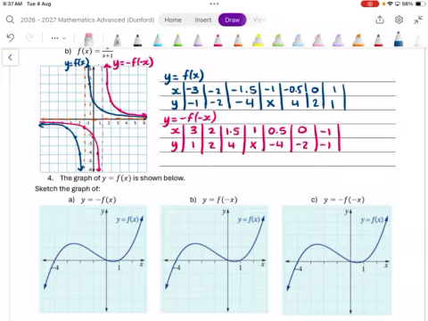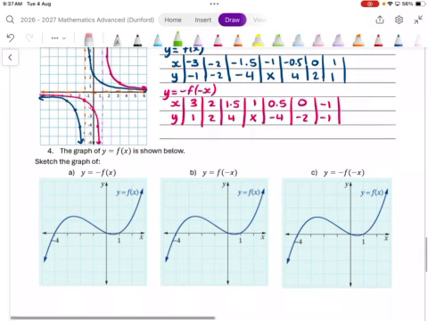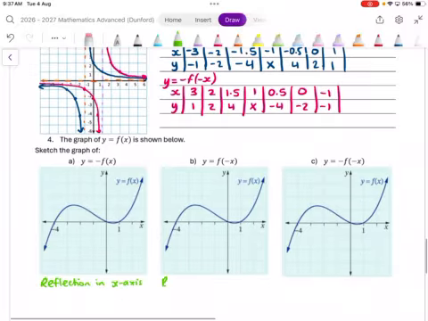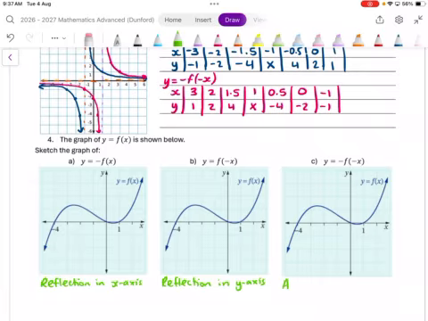What's the first one? Is it reflection in the x-axis or the y-axis? X-axis. So that's a reflection in the x-axis. So the next one is a reflection in the y-axis. And this one is a reflection in both axes. So what you're going to do is you're going to pick your key points on your function. So your intercepts are key points, okay? And then you roughly have these other key points as well, okay?